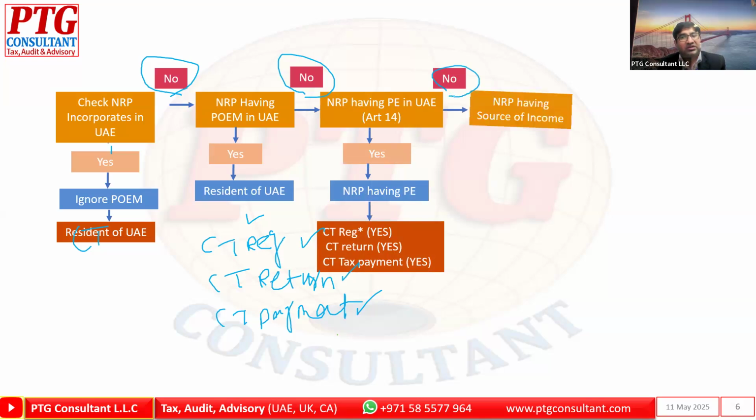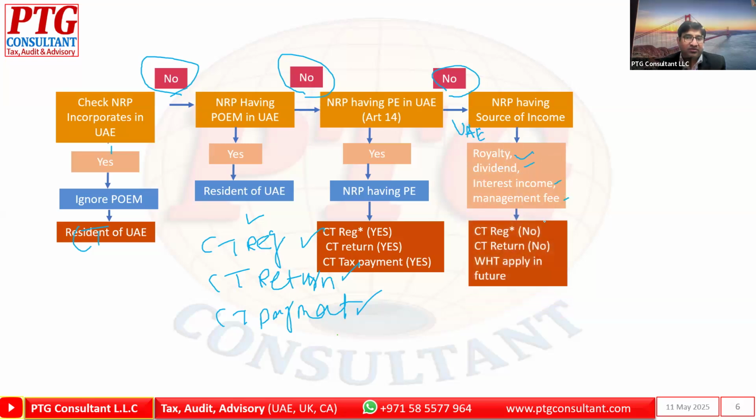Okay. Does the non-resident person have a source of income from UAE? Non-resident person has UAE source of income. If we add here UAE, because our learning is from the UAE perspective, which kind of income? Royalty, dividend, interest income, management fee. If it is a source, we understand CT registration not applicable, CT return not applicable, but withholding tax applies in future.